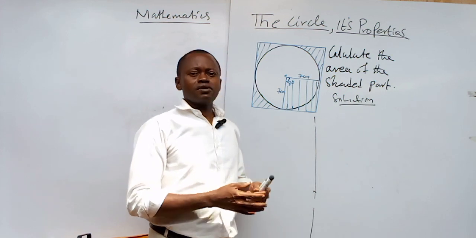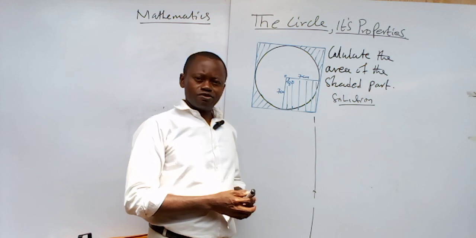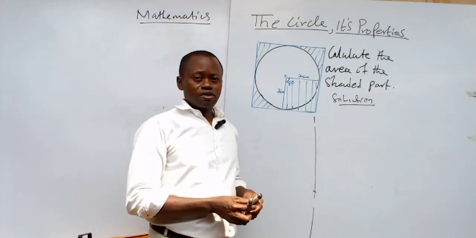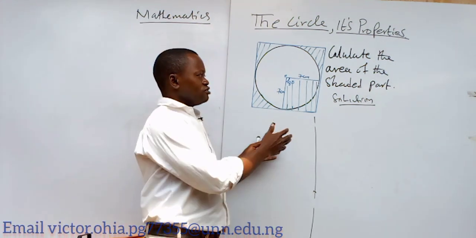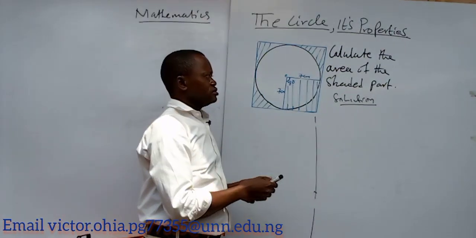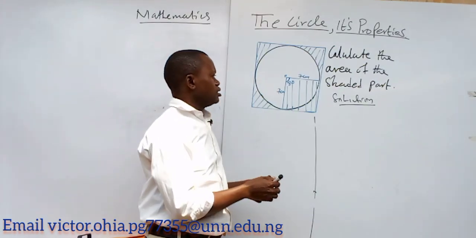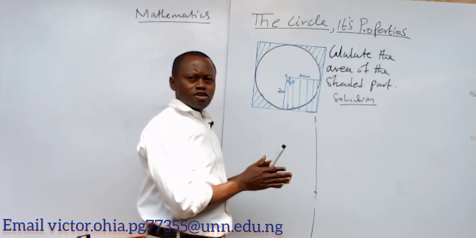All right, we have started solving practical problems that has to do with circle and its properties. And this is one of them. If you look at this question, it says calculate the area of the shaded part. How can one be able to calculate the area of the shaded part?